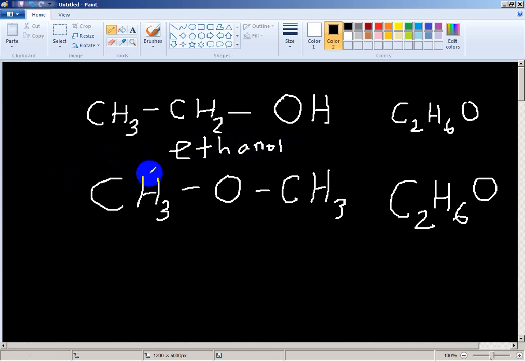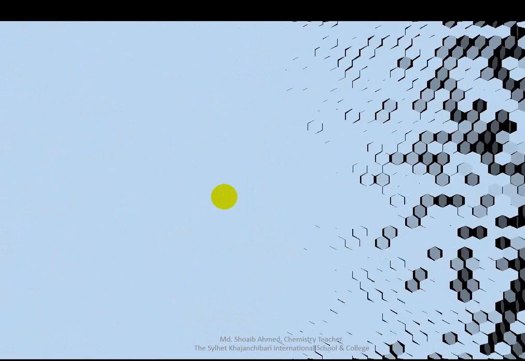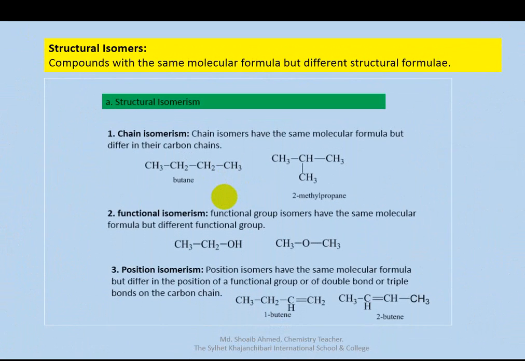Compounds with the same molecular formula but different structural formulae are called structural isomers. Look, structural isomers have 3 types, 2 types given in your book. Chain isomerism, structural isomerism in one branch. Chain isomers have the same molecular formula but differ in the chain, like butane and 2-methyl propane.